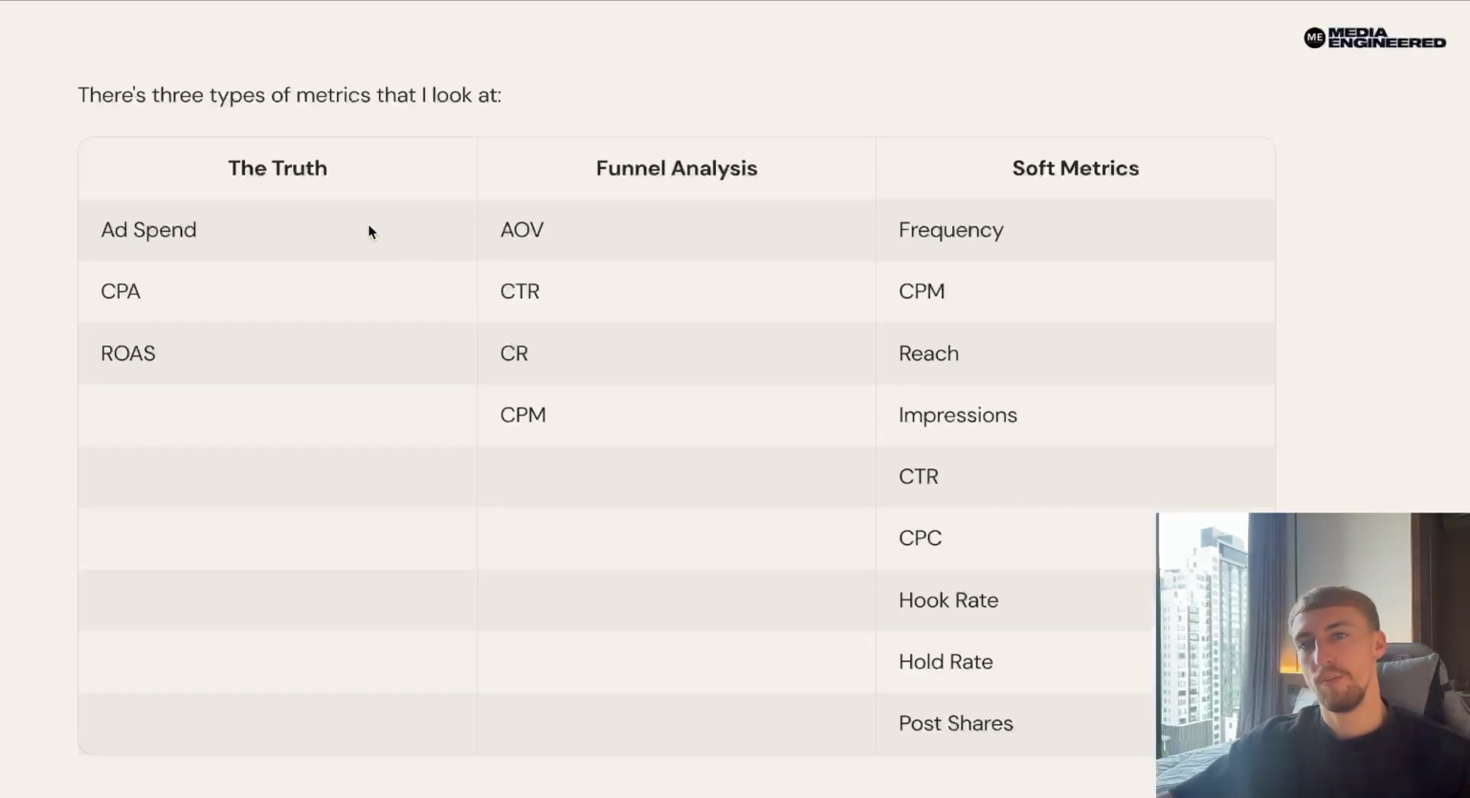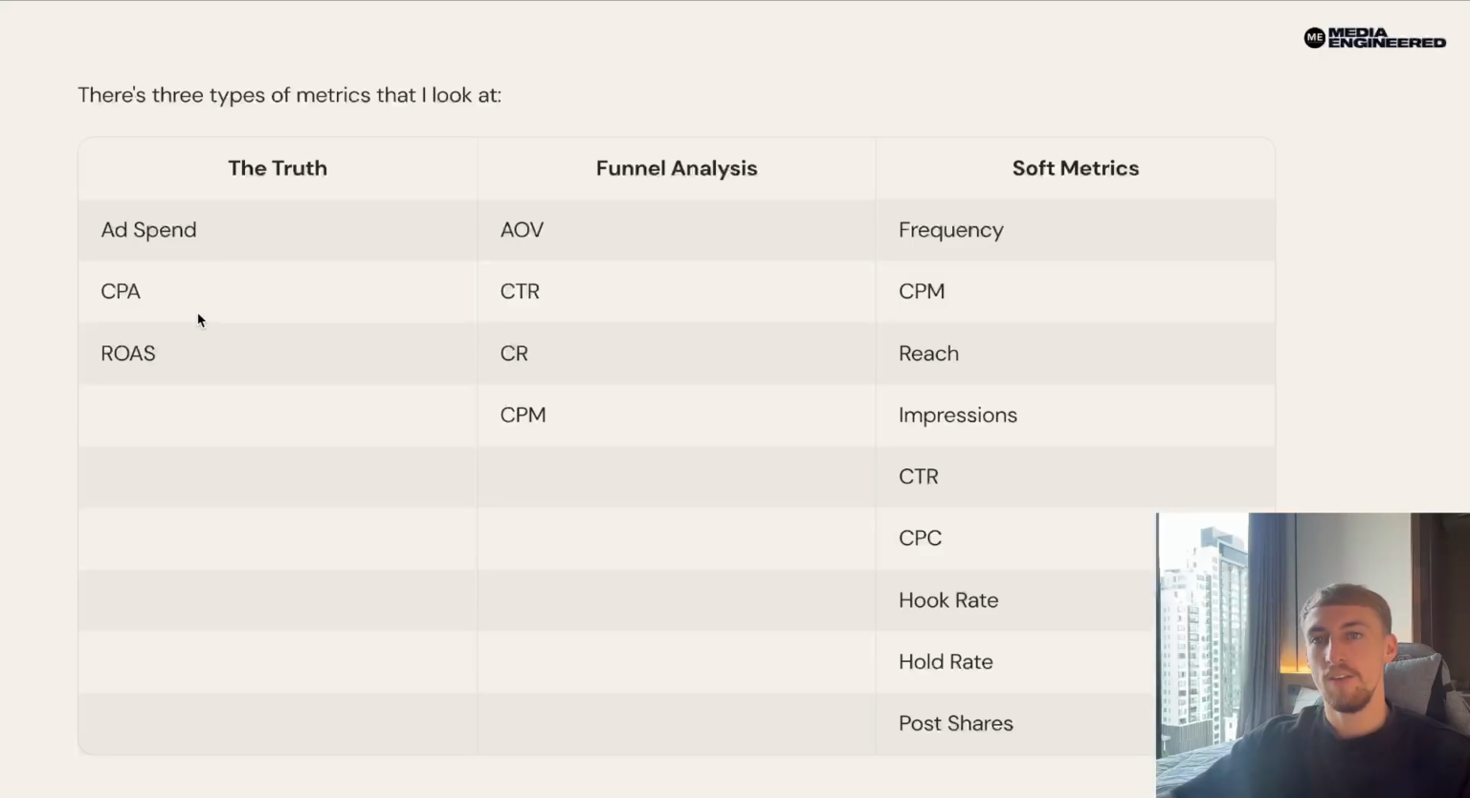The truth. Now this is ad spend, CPA and ROAS. This is what you need to be making your decisions off. This is all that truly matters, and that's why we call it the truth. Ad spend, CPA, ROAS, these are the high level metrics that matter to your business that are going to be impacting the results of your business. Again, everything that you do needs to be based off these 3 metrics. This is all that truly matters.